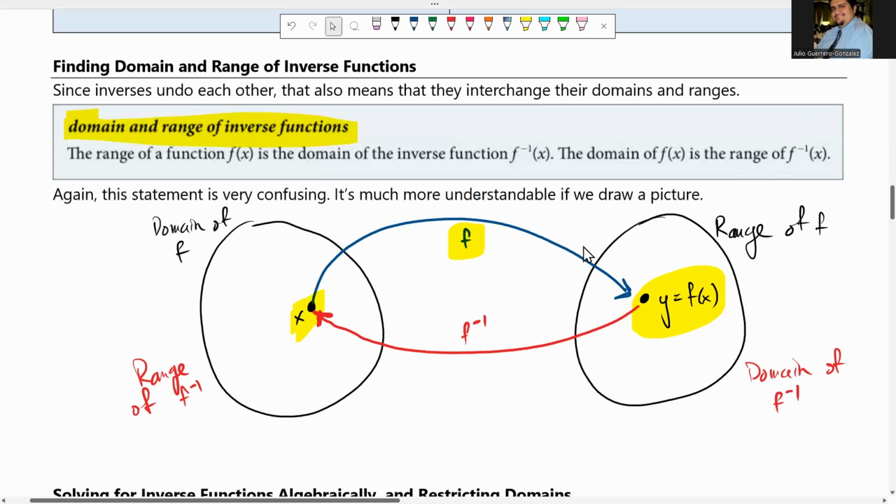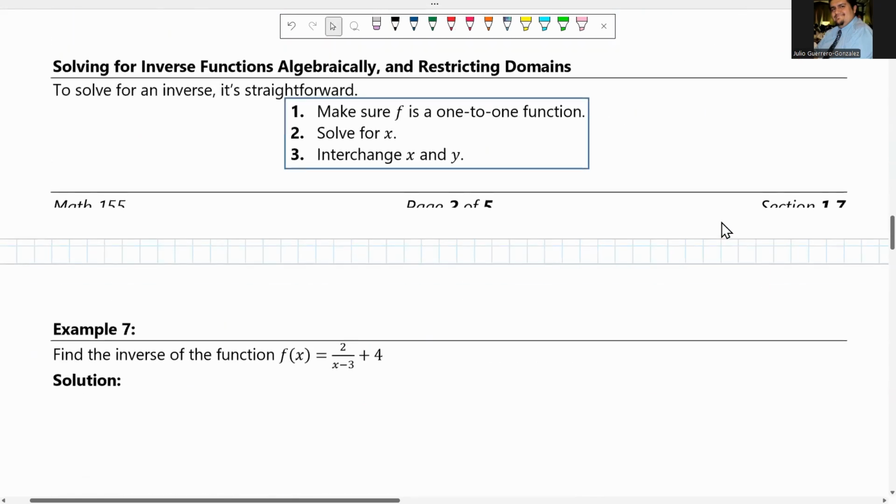Okay. The last thing I want to show you all is how to algebraically find the inverse of a function f of x. In many cases, not all, but in many cases, if I give you a function, it'd be nice to be able to figure out what its inverse is. That's what I'm going to show you now. There are ways to find an inverse for a function algebraically. So let's take, as an example, this f of x function right here.